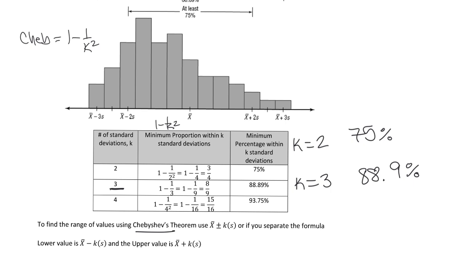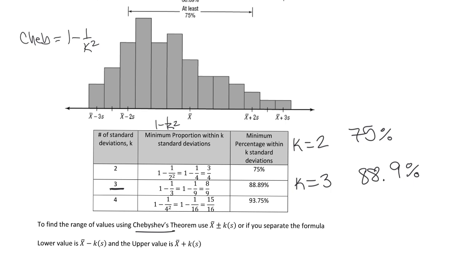To find the range of values using Chebyshev's theorem, you can use the average plus or minus k sub s. Or if you separate the formula, the lower value is just going to be x-bar, the average, minus k sub s, and then the upper value is the average plus k sub s.